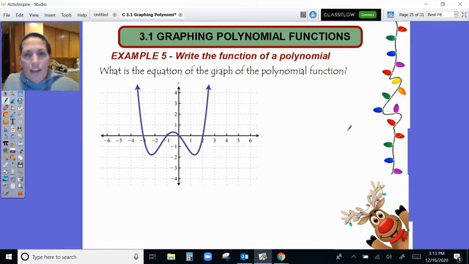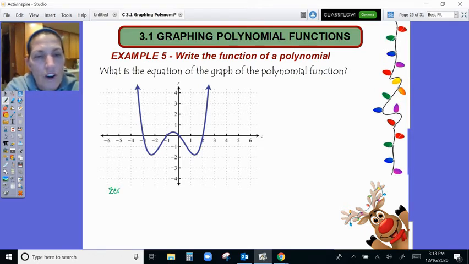Okay, so now we're going to write an equation given a graph. This is what's going to be important for you to be able to do. That's why it's important to be able to go both ways, because you can graph a function in Desmos, but you can't really go backwards. So first of all, we want to write our zeros.